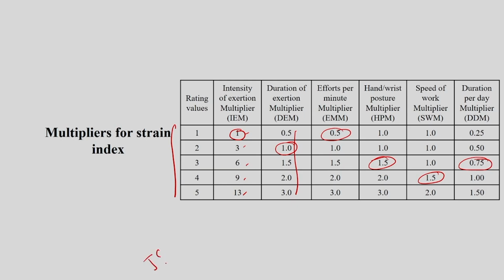So what is your JSI? JSI is 1 multiplied by 1 multiplied by 0.5, 1.5, 1.5 multiplied by 0.75. So calculate the value. This will be your JSI score. Fine? Clear? Now let's take a specific example and then we will show how we interpret the result.